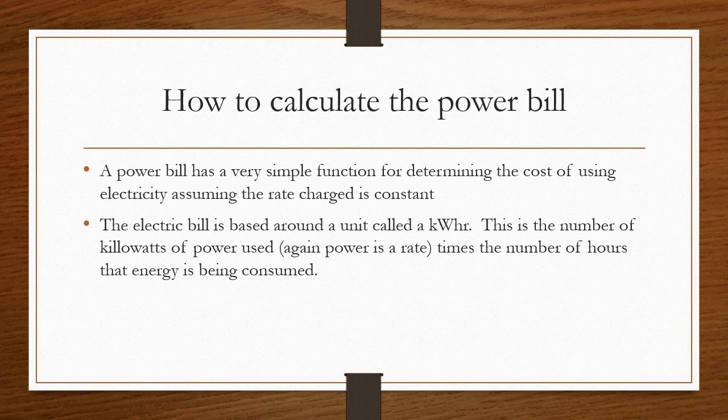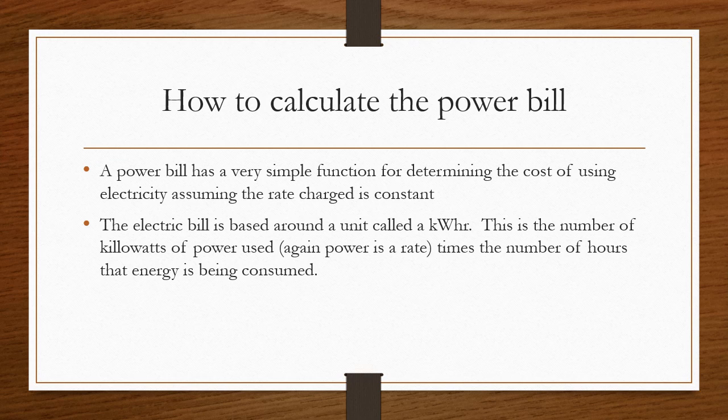Now, our last thing we're going to do for this video is how to calculate your power bill. So power bill is a very simple function for determining the cost of using electricity, assuming the rate charge is constant. Now, things are different all the time in San Diego with time of usage and all sorts of stuff like that, but we're going to simplify it down. We have a single rate of charge.